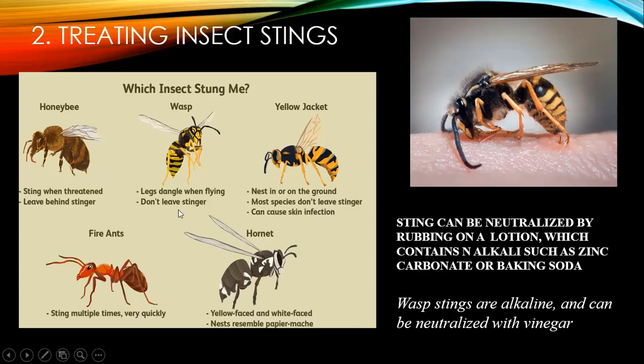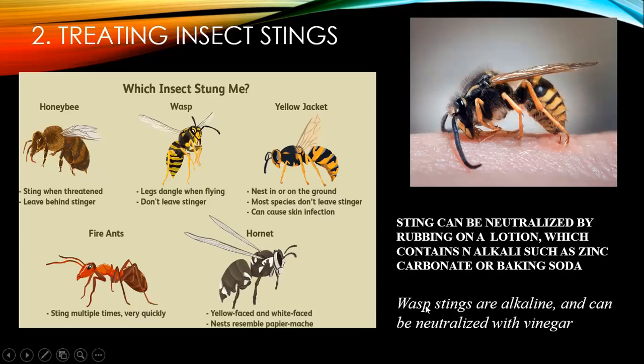So we are saying when a bee stings you, it injects you with some acid. So that acid is the one that causes irritation on your body. And to cure that, you just need to take a base or an alkali so that you can neutralize that acid. For example, there are some lotions which are given, and these lotions actually contain an alkali such as zinc carbonate or baking soda.